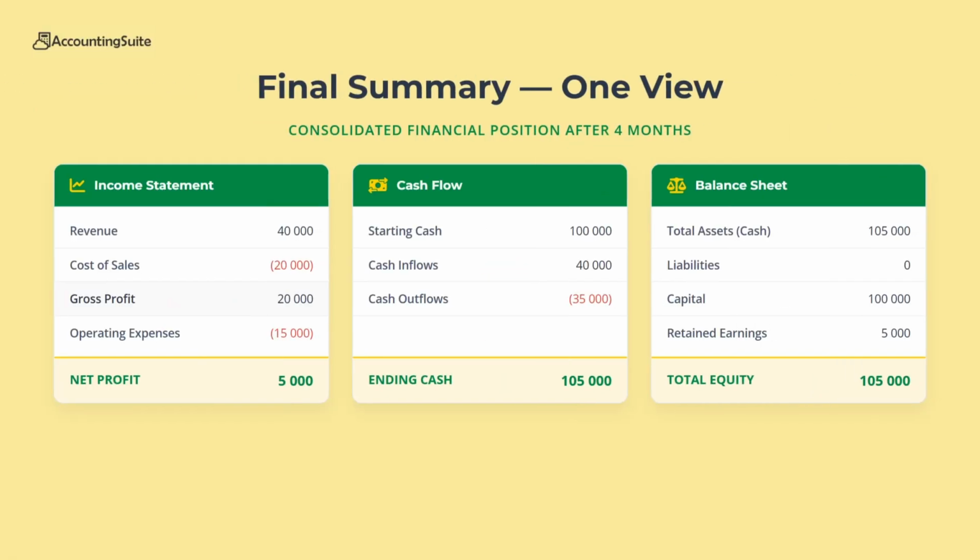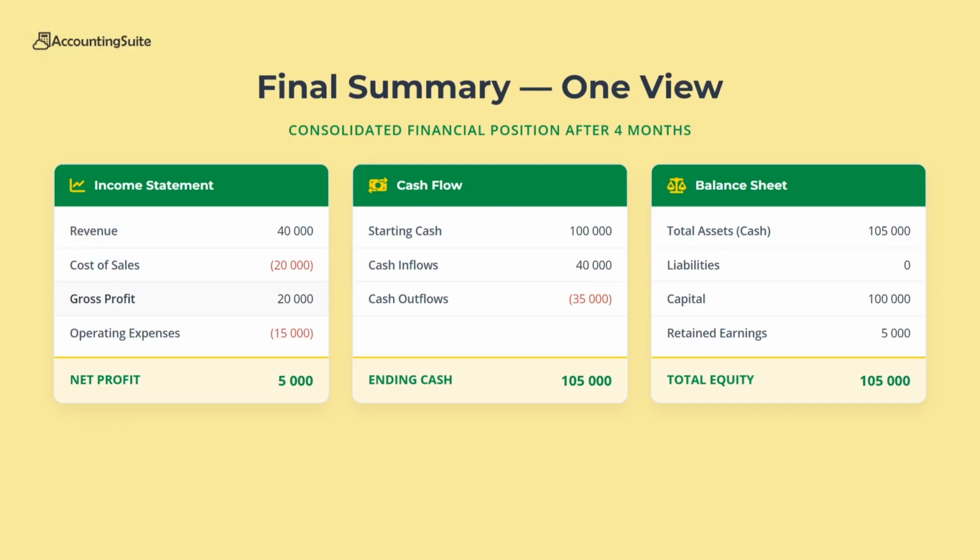Across the 4 months, the results are the following. Revenue is $40,000. Cost of goods sold is $20,000. Gross profit is $20,000. Total operating expenses are $15,000. Final net profit is $5,000. The cash flow statement shows the actual movement of cash. Starting cash is $100,000. Cash increased to $105,000, so the company generated $5,000 of net cash over the 4 months.